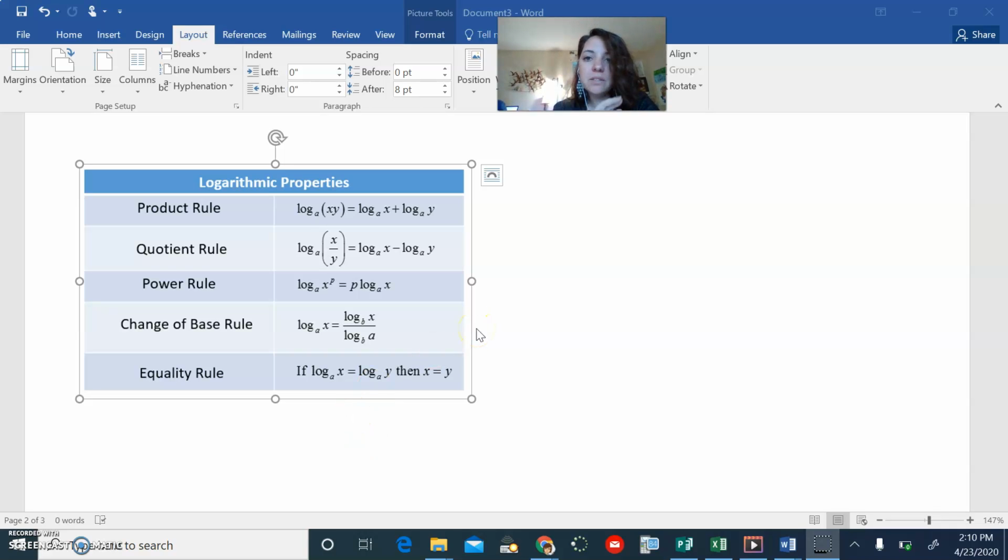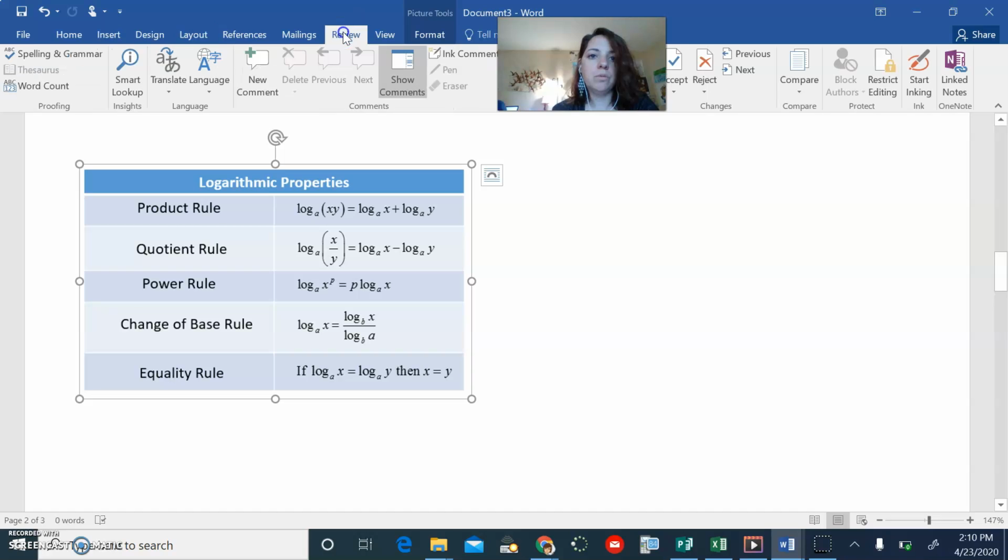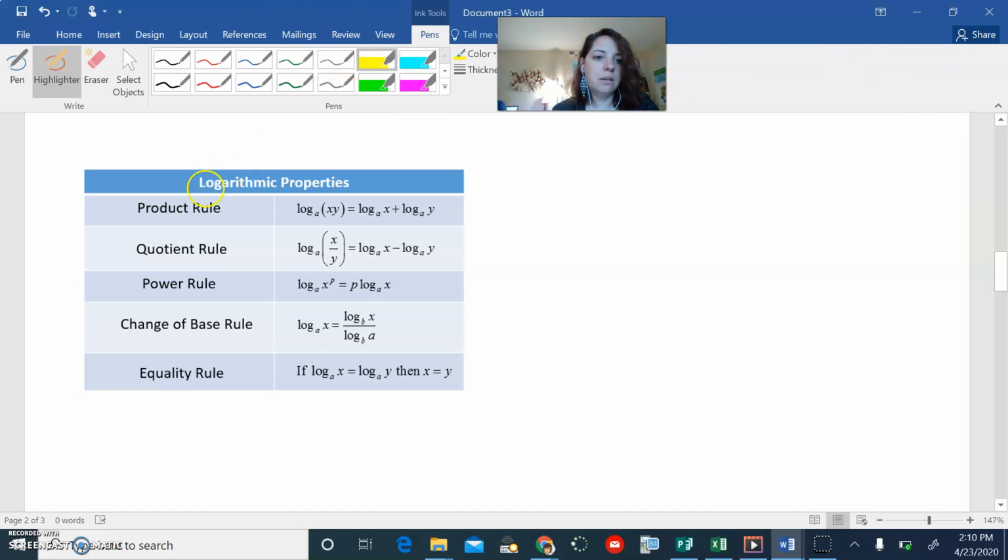So the last video we just did was about the product rule. And remember, the product rule with logarithms means that if you have two things that are squished together inside a log and they're being multiplied, you can split them up and add them. And vice versa. If they're already split up and being added, you can squish them together and multiply.